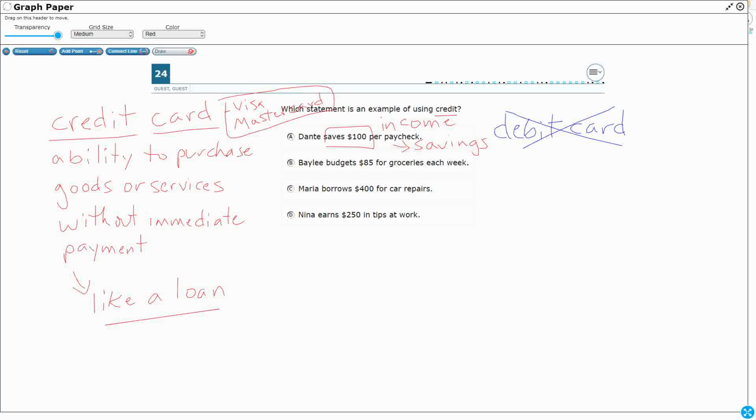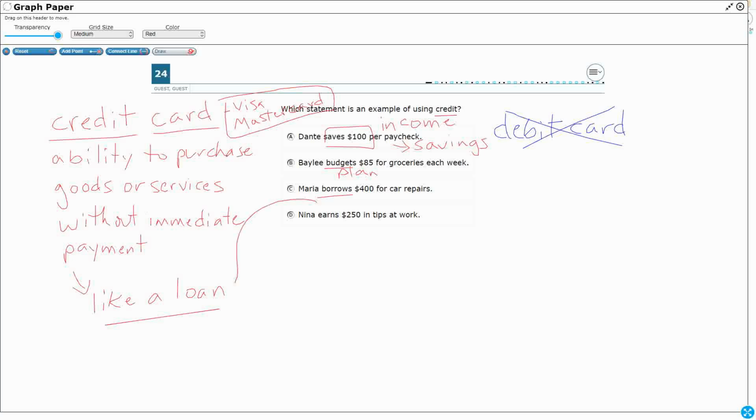Bailey budgets $85 for groceries each week. She's not earning anything. She's not spending anything. Budget means it's a plan. So she's planning on using $85 each week from her paycheck to buy groceries. That's also not credit.